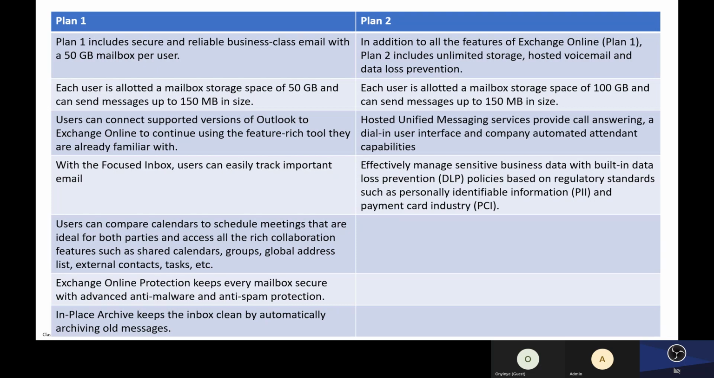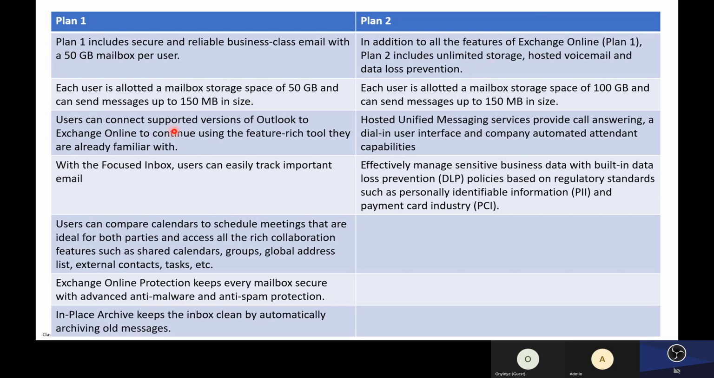Now the difference is that plan 1 includes business class email with 50 gig really. So the major difference is actually with the size, and some of the resources that you have in terms of mailbox size, and also in terms of the security features. Those are the features where you find the difference between plan 1 and plan 2. Plan 1 includes secure and reliable business class email with 50 gig, whereas for plan 2, in addition to what you have in plan 1, it also includes unlimited storage, hosted voicemail, and data loss prevention. So for a customer that is looking for this in their environment, then you can subscribe this for them.